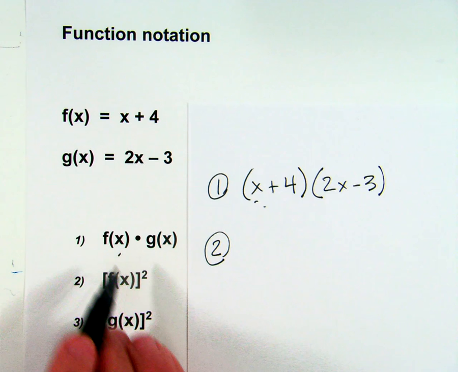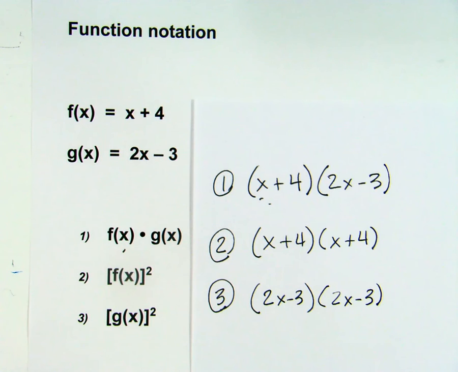Number 3, now it's g of x quantity squared. Well, g of x is still 2x minus 3. I still need parentheses to show that I'm doing the whole group times the whole group, and another 2x minus 3. That's what it'll look like. Then you expand it out, go ahead and multiply it the way we've just been practicing. And here endeth the lesson.